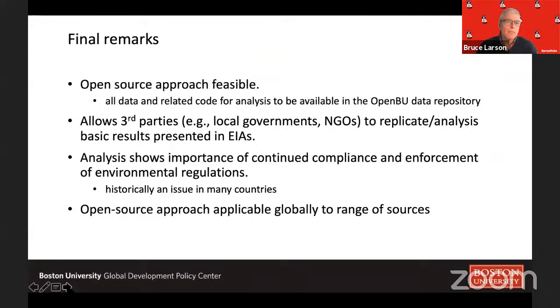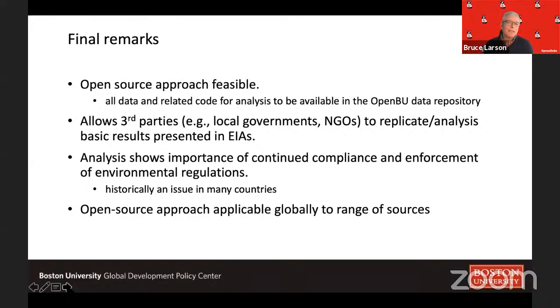So our final remarks are basically that our open source approach is feasible. All the data and code that we've put together for this analysis are going to be put into an open BU data repository for anyone to use. Our approach allows third parties, such as local governments and non-governmental organizations, to replicate analyses in basic EIAs, and/or to replicate this type of analysis for factories that are ongoing and perhaps are older capital stock, perhaps more polluting.